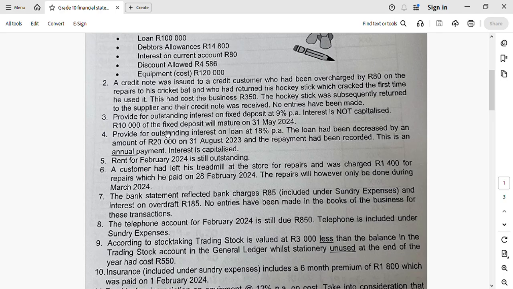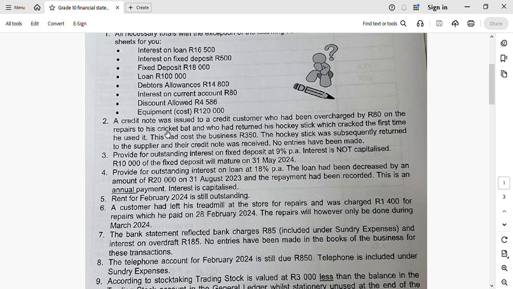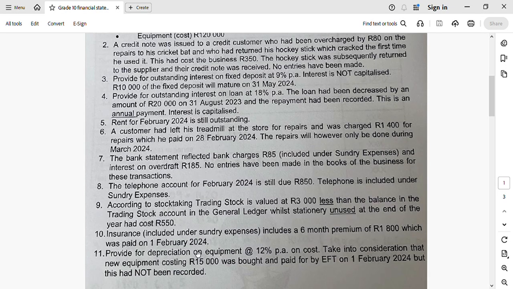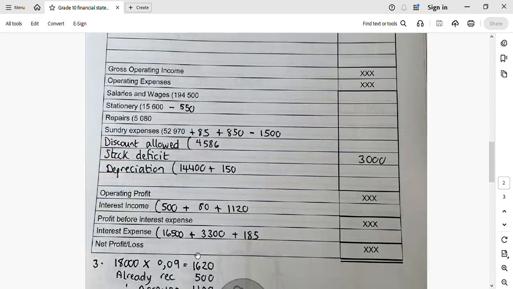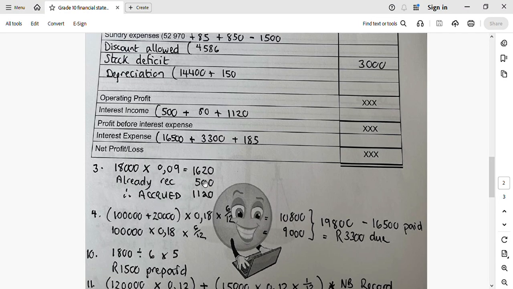Okay, let's start with the interest first. They say 9%. So you're going to take that 18,000 and you're going to multiply by 9%. That 1620 represents the amount that you should have received for the year. But do you remember that interest income had a total of 500? That 500 has already been received. Therefore, the accrued amount is only going to be the 1,120. A common mistake here is for pupils to add the 1620 up here.